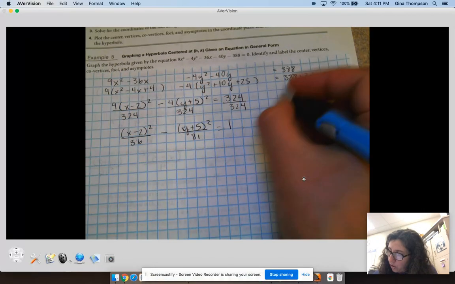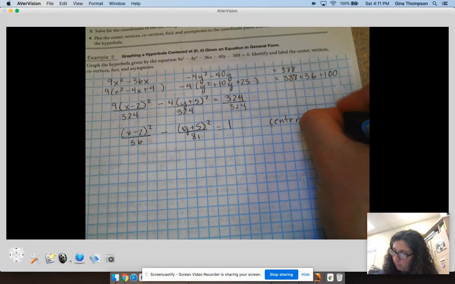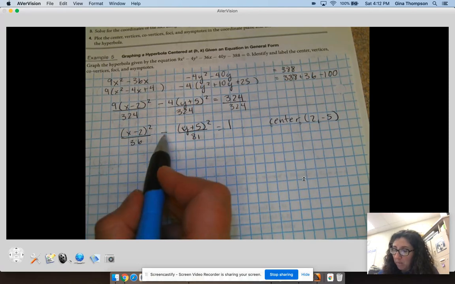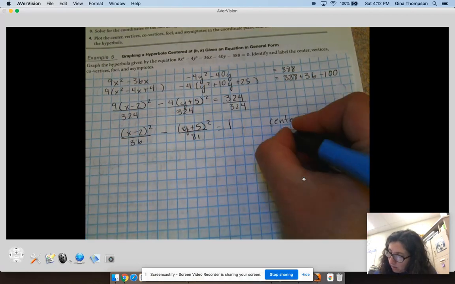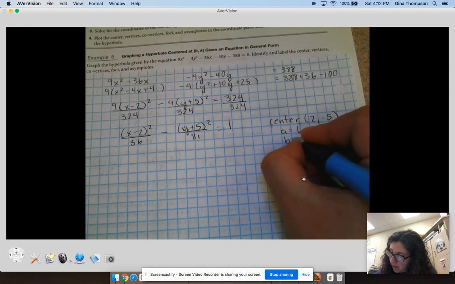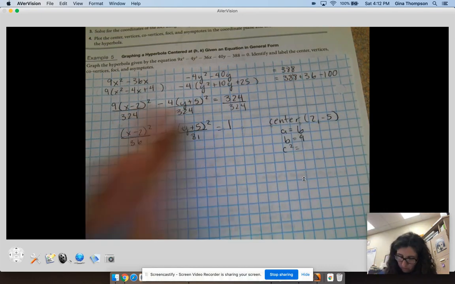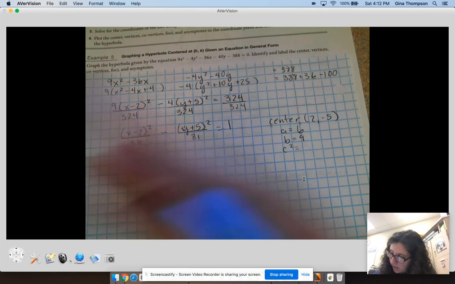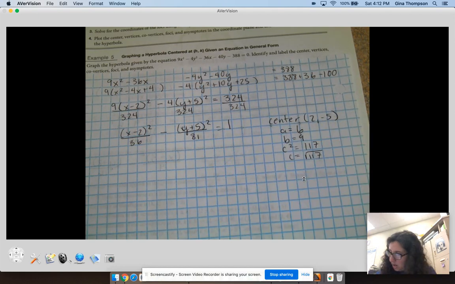Now we know the center is at 2, negative 5. We know it's a hyperbola because of this minus sign here. We know a is 6. We know b is 9. We could find c. c squared is 117, so c is the square root of 117.